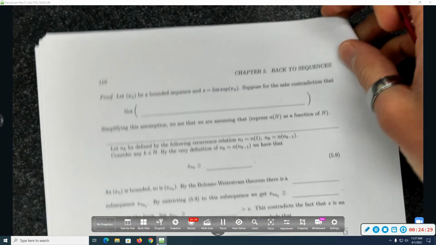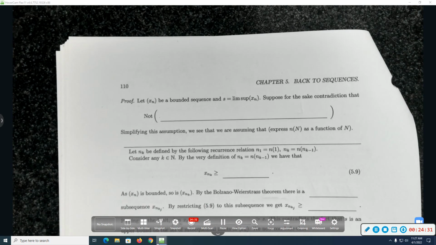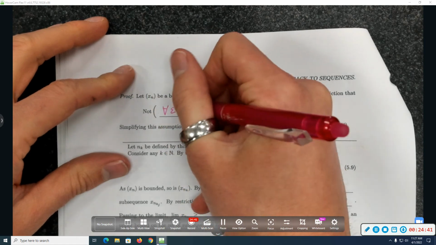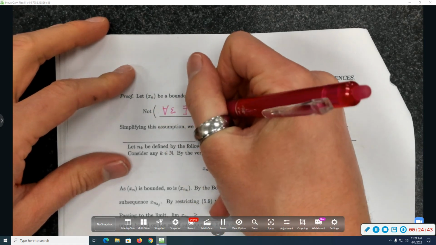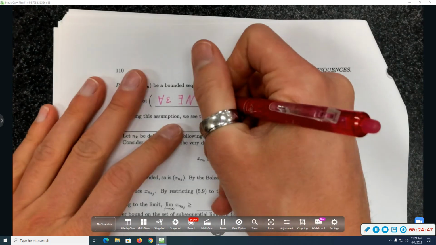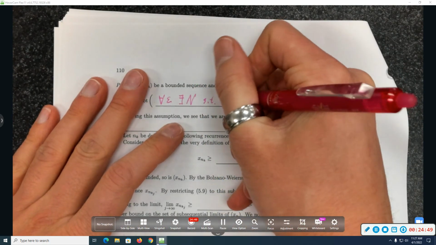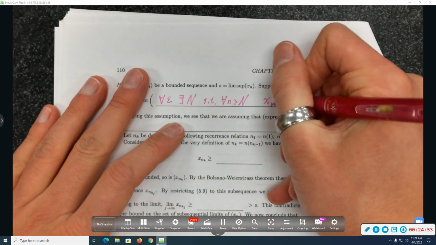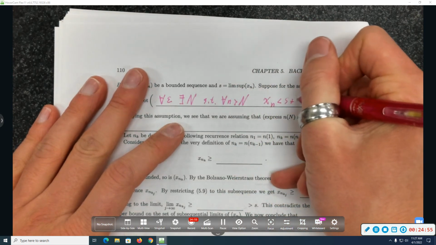All right. So let xn be a bounded sequence. Let s be the limit superior of xn. For the sake of contradiction, let's suppose not the thing we want to show. Let's suppose not: for all epsilon there exists a big N such that for all little n bigger than big N, xn is less than s plus epsilon.